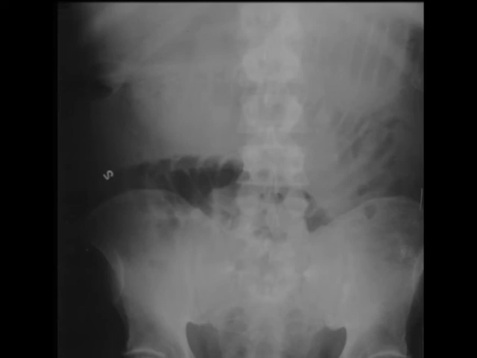You have abdominal flat plate and upright views of the abdomen in a patient with severe abdominal pain. And you notice on the supine images that there's some air distension of the small bowel and maybe a little bit of fold thickening. And on the upright views, you notice that there are tiny air bubbles seen.